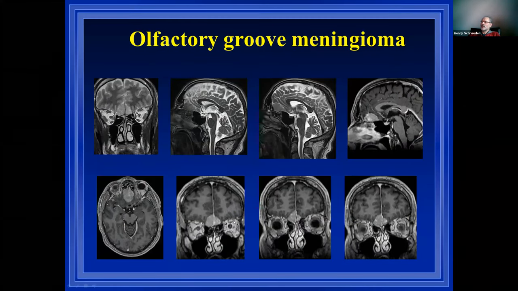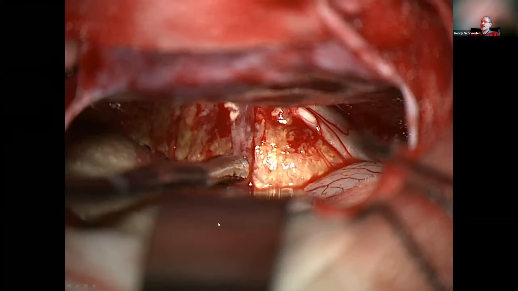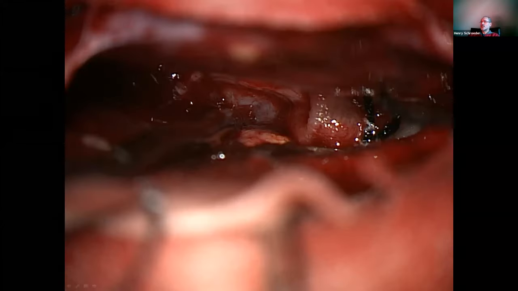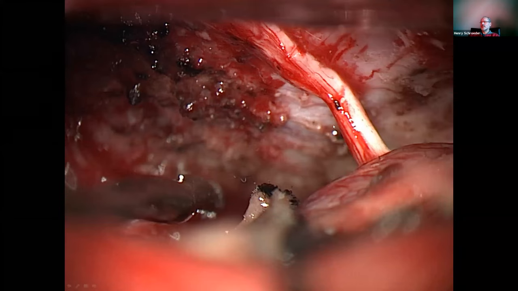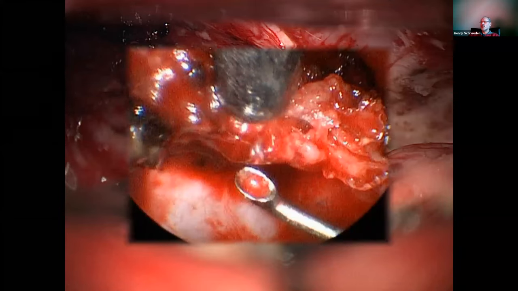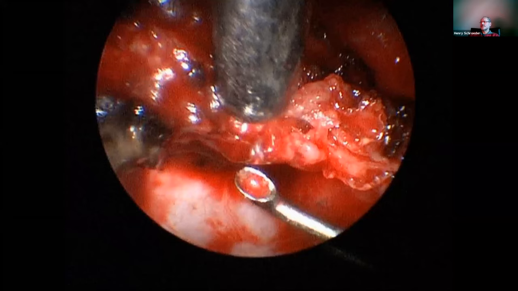A young man came with this tumor. He had still pretty good smell. So the same approach. You see, this is the right olfactory tract here. We detached the tumor. There was no problem. You could see with a microscope in this area, but here in front, then we need an endoscope to look to the side. This is the left olfactory tract. Tumor could be removed and preservation of both of the olfactory nerves and tracts.